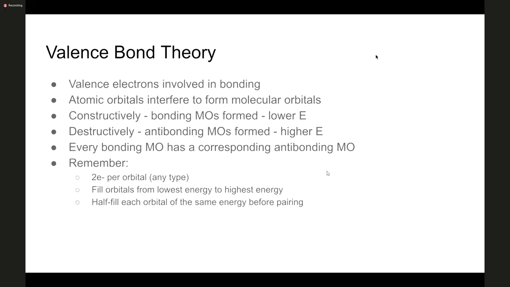Then we talked about valence bond theory. Basically the valence electrons are the ones involved in bonding, and your atomic orbitals interfere to form molecular orbitals. They can either interfere constructively and generate those bonding molecular orbitals that are lower energy, or destructively interfere to create your anti-bonding orbitals at a higher energy. Another quick note is that they are formed at the same time. It's just whether they're filled or not that is the difference, but you can't just have a lone bonding orbital. There'll also be that anti-bonding orbital that's formed.